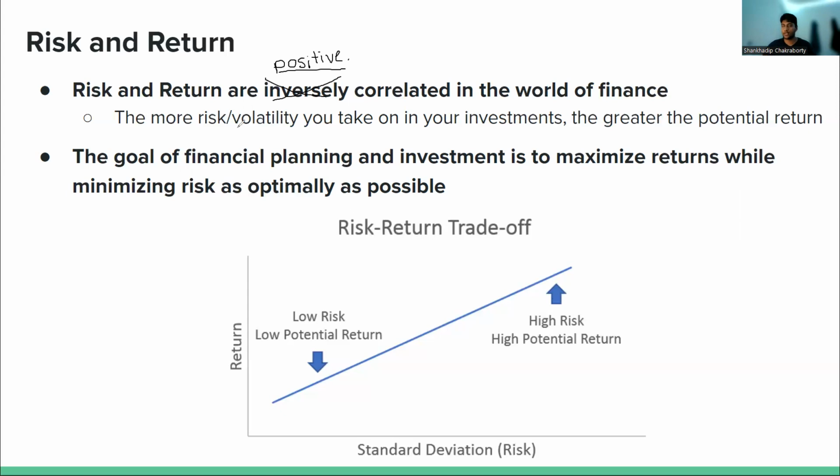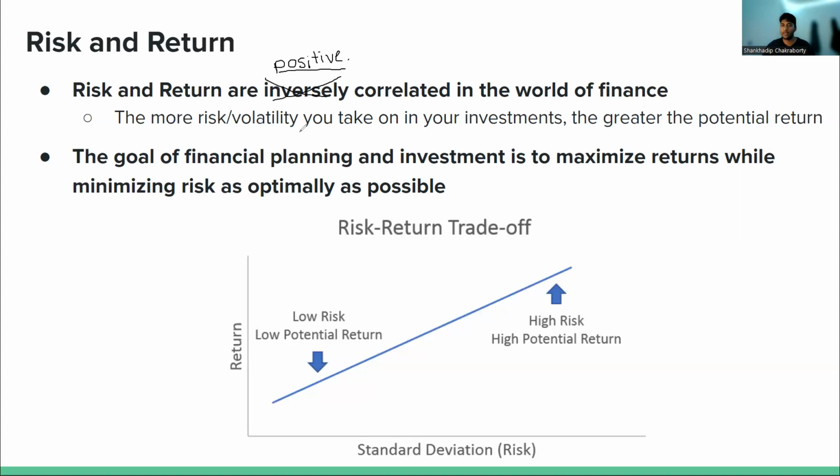But this is the relationship that you have to always watch out for. More risk equals more return. And it's never inversely correlated. This is totally wrong. The goal of financial planning and investments is to maximize return while minimizing risk as optimally as possible. And this is kind of what I said. That's the goal here. But what makes it difficult is that risk and return are positively correlated.